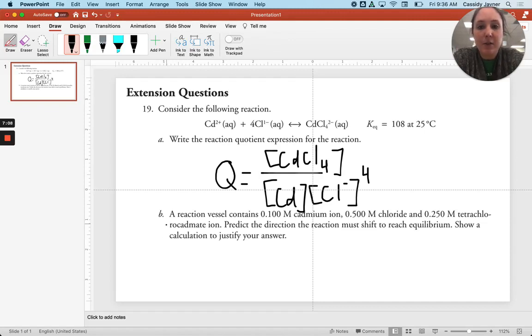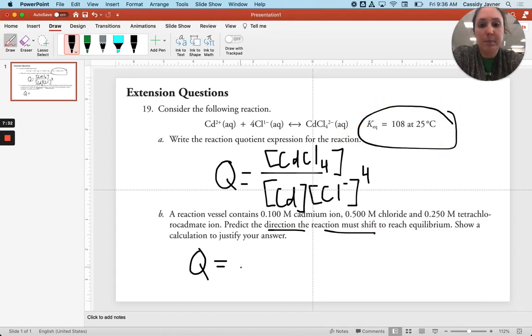Part B says a reaction vessel contains 0.1 molar of the cadmium ion, 0.5 of the chloride, and 0.2 of the tetrachlorocadmate ion. So predict the direction the reaction must shift to reach equilibrium. Show a calculation. So let's actually calculate Q. Let's see where we're at relative to K, which is 108.